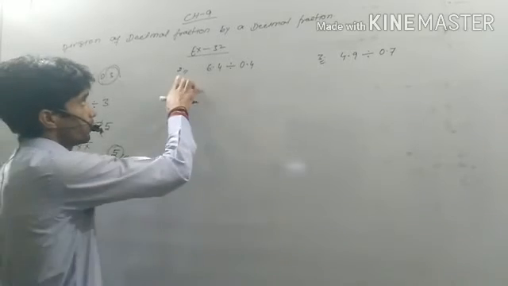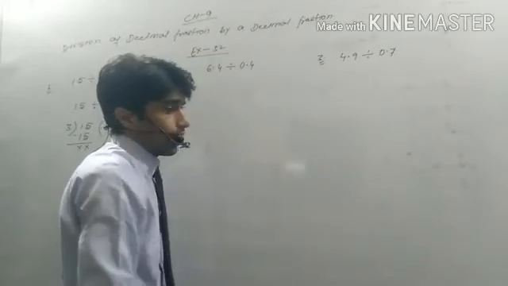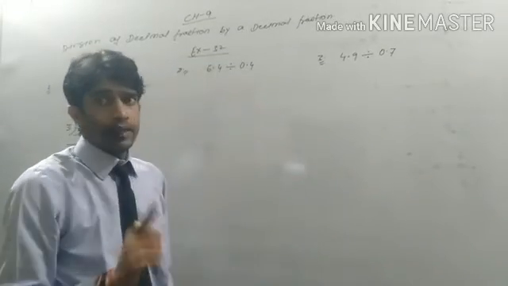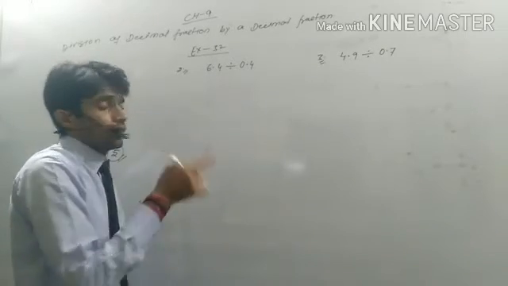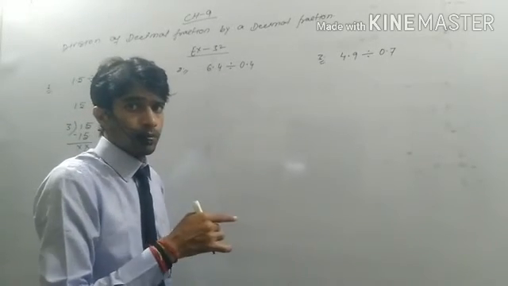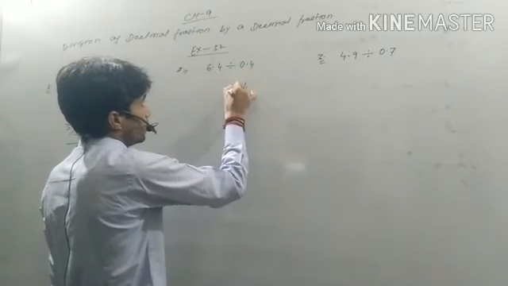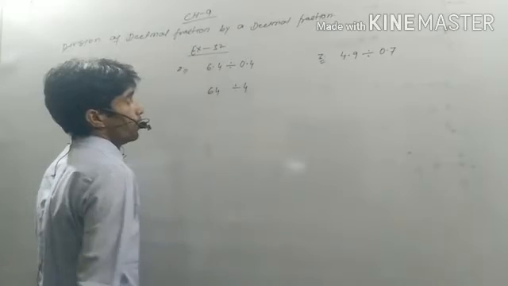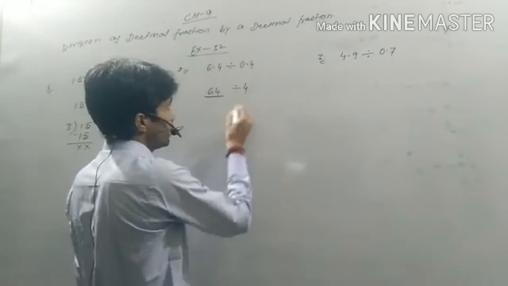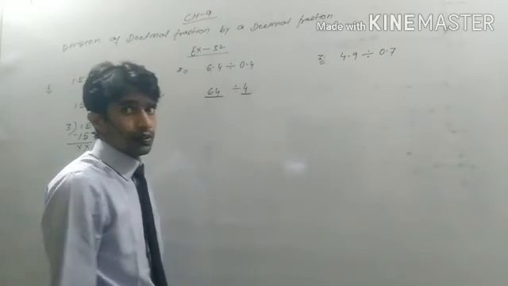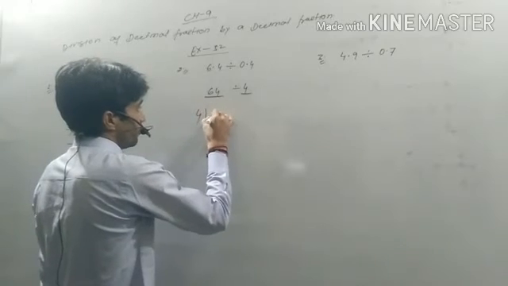Next, question number 2: 6.4 divided by 0.4, and both have one place of decimal. So by shifting the decimal after one place, we make a whole number. So this is 4 and this is 64. Now divide, this is the new dividend and this is the new divisor.